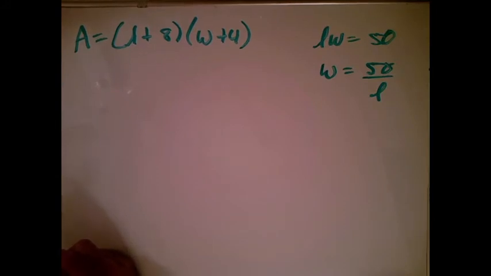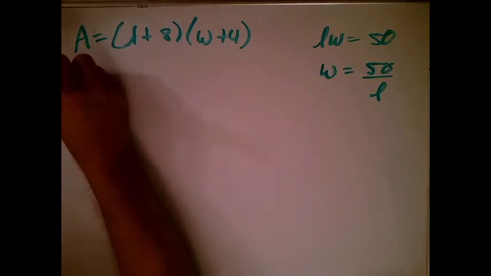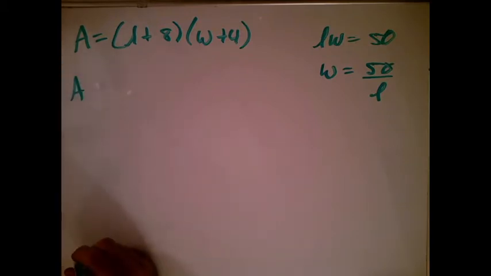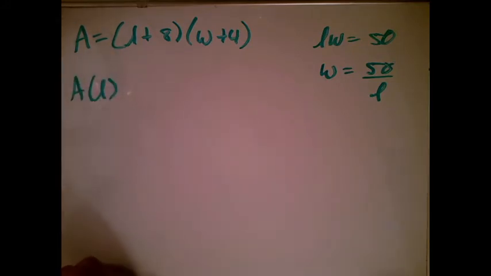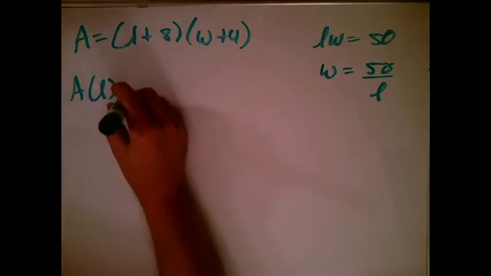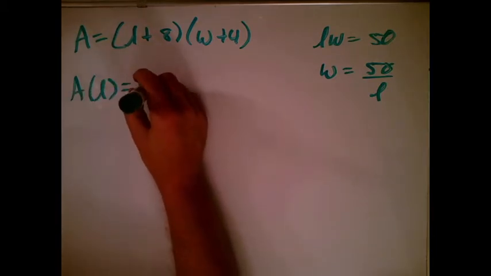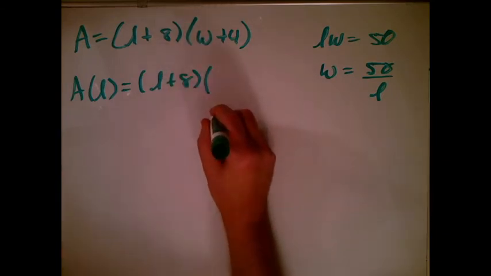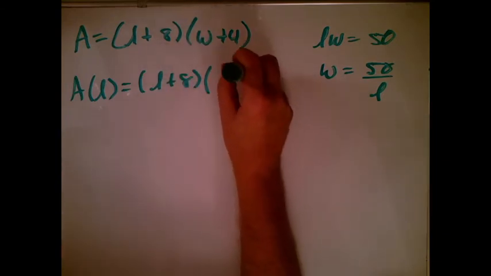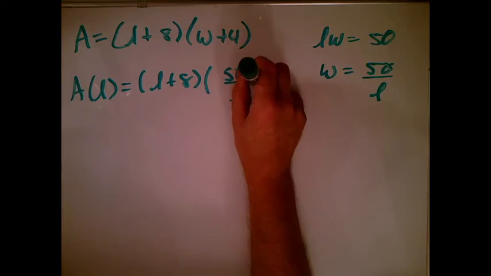And I'm going to plug in for W. Now, I'm going to write A over here with one more thing. Once I plug in for W, all the W's are gone, and all I'm going to have is a function of L. So I'm going to put a function of L like that. All right, so I'm going to get L plus 8. That didn't change. I'm now going to write 50 over L plus 4.